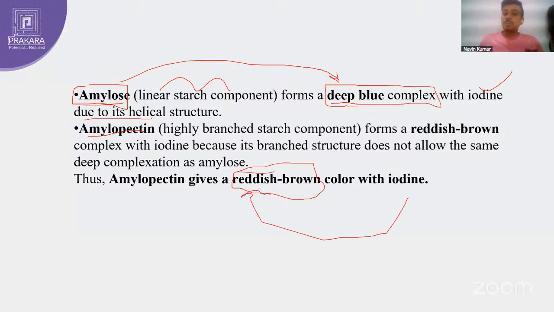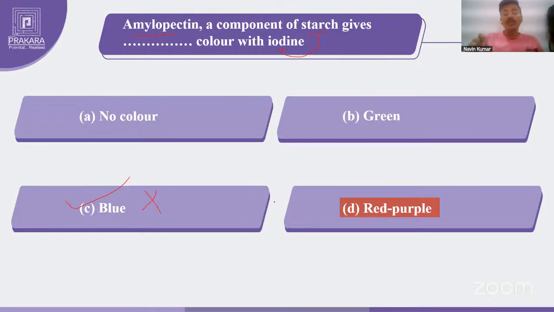So remember, this was the question where I got it wrong, where I also chose the wrong option. So these kinds of questions used to appear in the examination to confuse the attempters, to confuse the students. So be very aware and be very careful before solving these kinds of questions. You need to read the question very carefully. So the correct answer of this question is red purple. Means amylopectin, when it reacts with iodine, will give a reddish purple color.